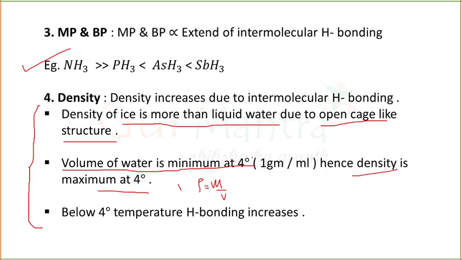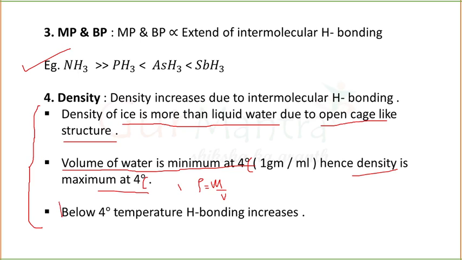And the density of water is 1 gram per ml. Hence, density is maximum at 4 degrees C. As you know, density has the formula, density is equal to mass upon volume. As the volume decreases, the density should increase. And the volume of water is minimum at 4 degrees C. That's why density is maximum at 4 degrees C.